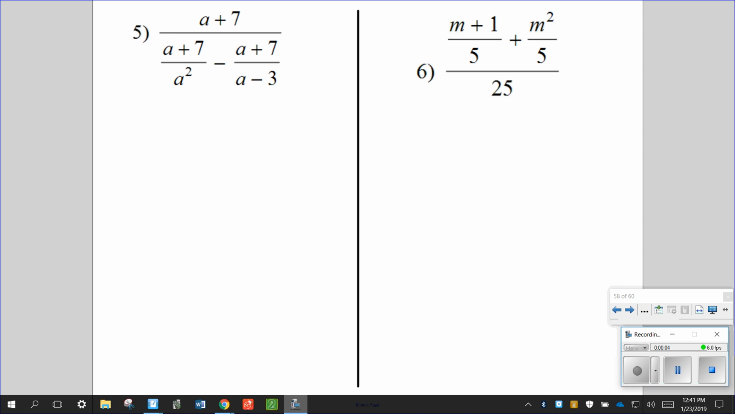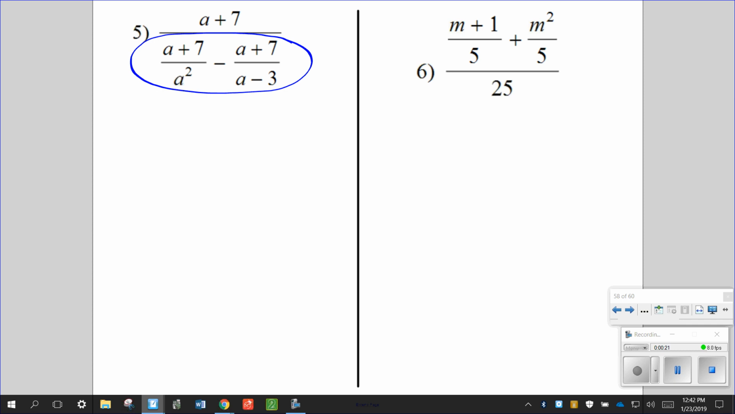Okay, let's simplify this complex fraction. We have fractions inside of fractions. So before we can do that, we need to simplify the numerator and the denominator. The numerator is already simplified. It's a plus 7. So all we have to take care of is the denominator.